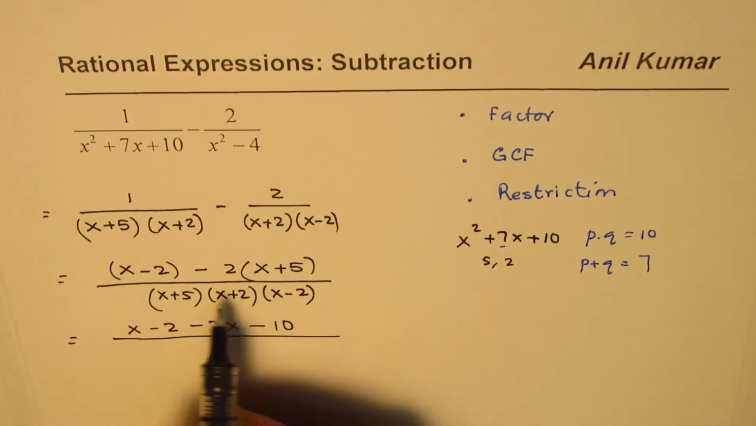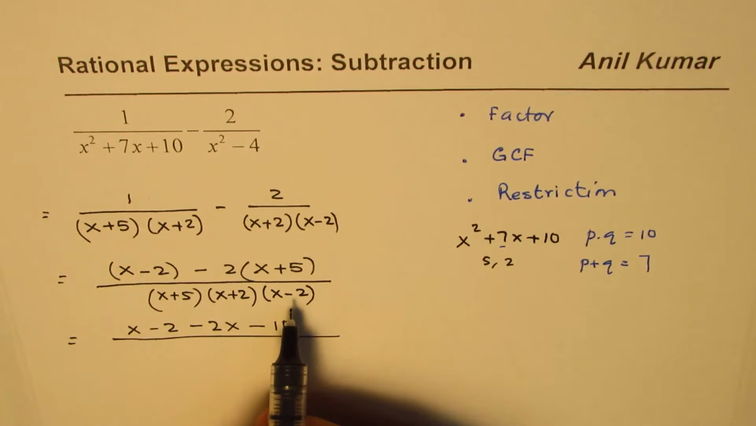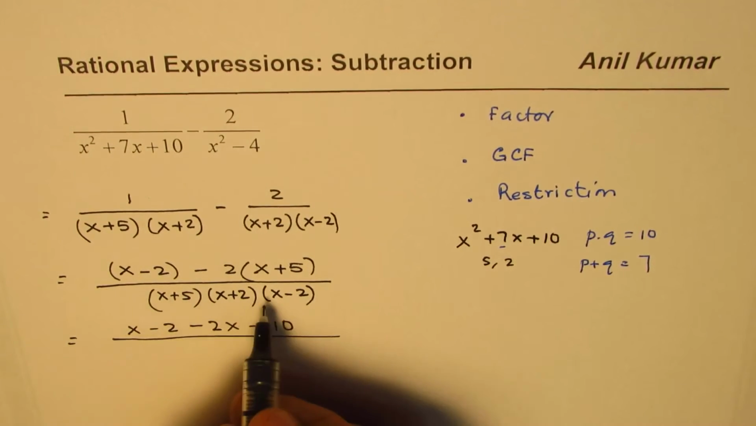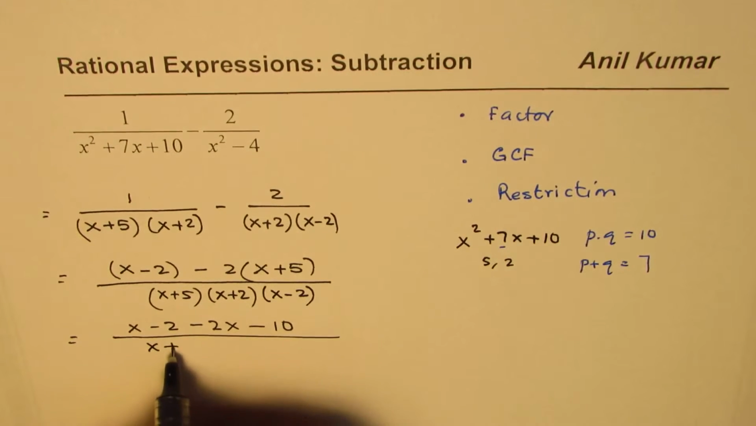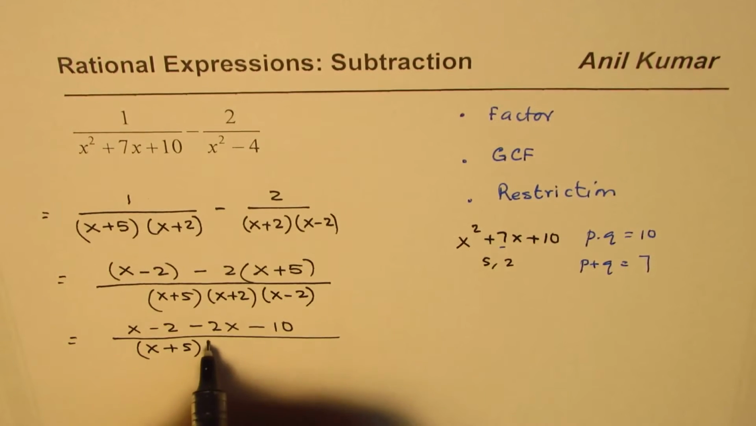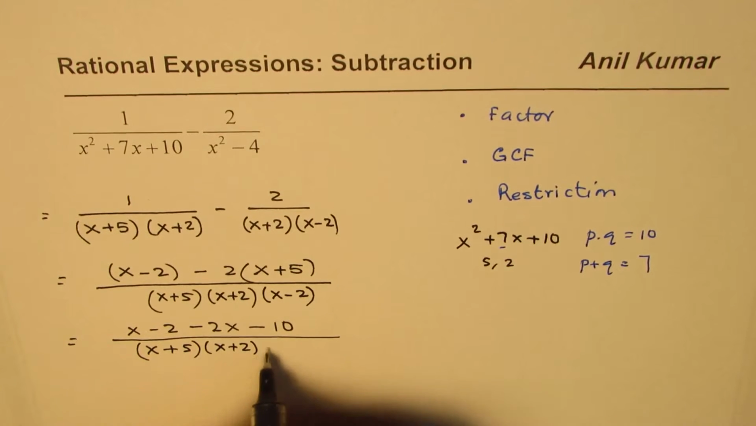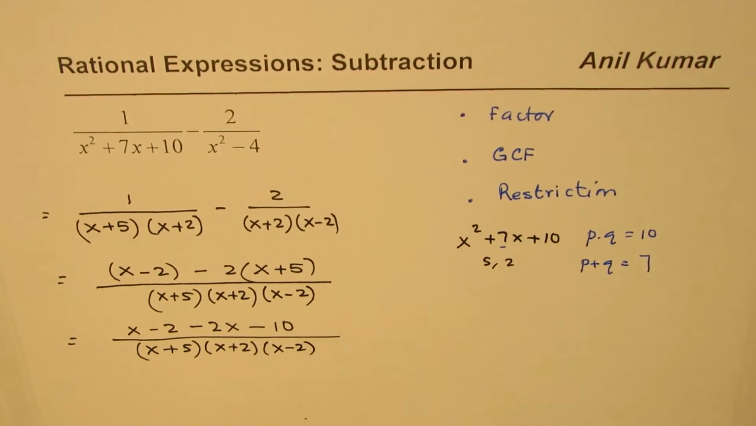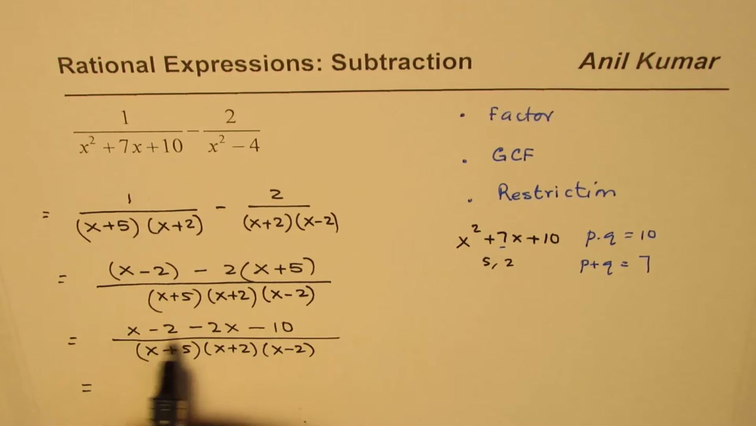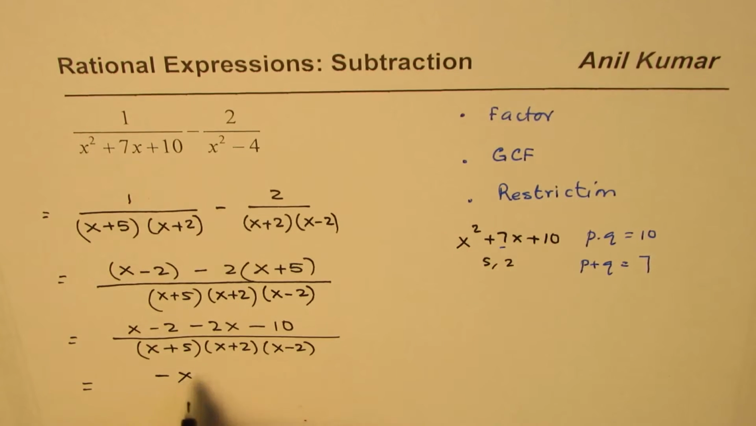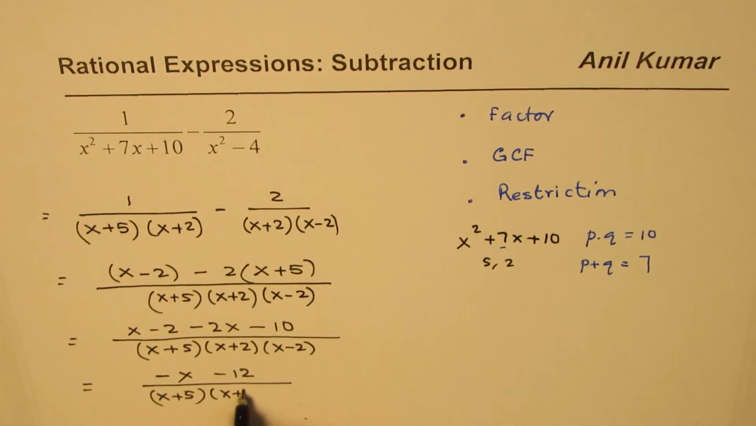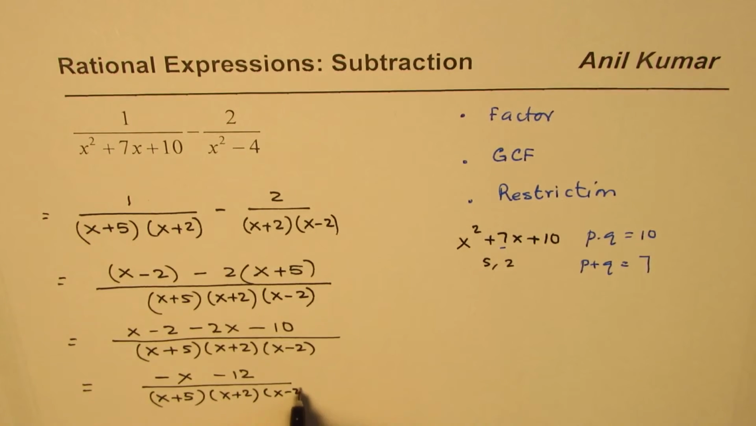Do not expand and simplify the denominator. Well, that's a must, okay? Keep it in factored form. So we have here (x plus 5) times (x plus 2) times (x minus 2), correct? Combine the like terms in the numerator. x minus 2x is minus x, minus 2 minus 10 is minus 12, divided by (x plus 5) times (x plus 2) times (x minus 2), correct?